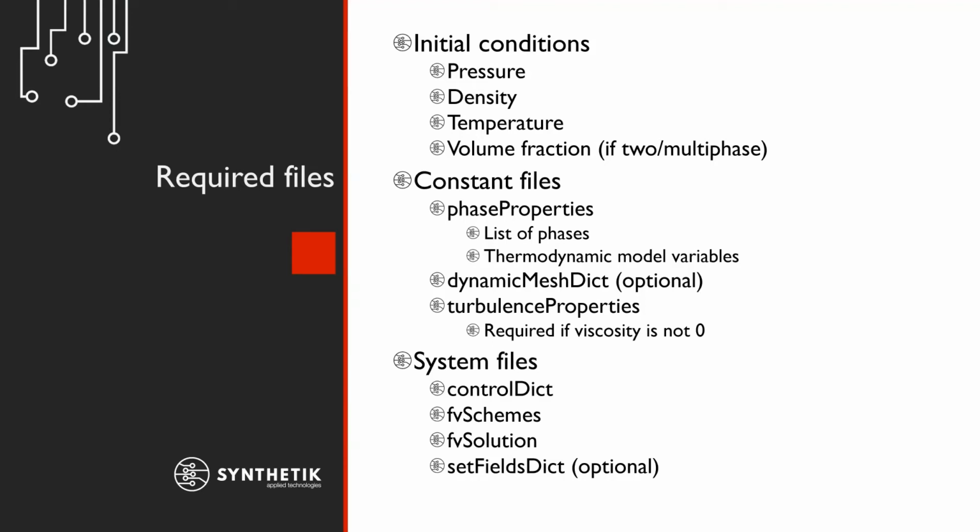The dynamic mesh dict is optional. If you want to use adaptive mesh refinement or a moving mesh, you just have to include this dictionary and give the necessary entries. Turbulence properties is only required if your viscosity is not 0. And then we have system files, controlDict, fvSchemes, fvSolution, and then setFields dict if you want.